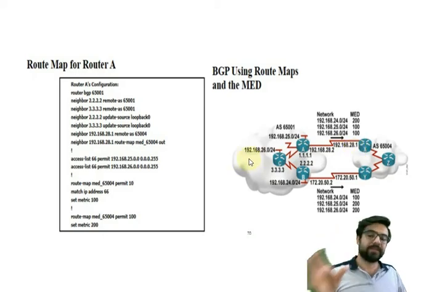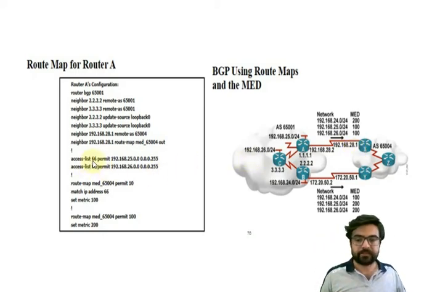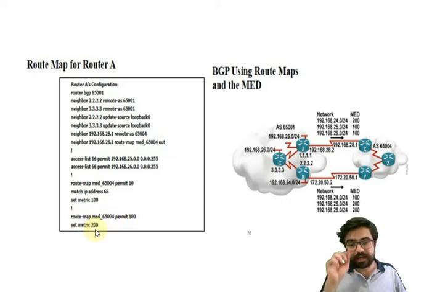eBGP. Look, the same. IP access list 66 permits that network and this network, and then route map MED. This is a name, and I've chosen it in a way, look here, in order not to be confused. I've chosen this AS number. So this is just a name, MED_65004 permit 10, match IP address 66, which is my access list, and then set metric. And then after that, I came up with another route map with a different number and changed the metric.